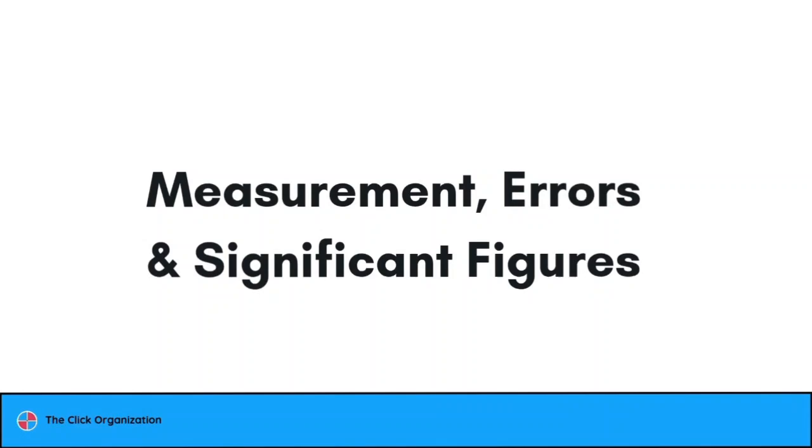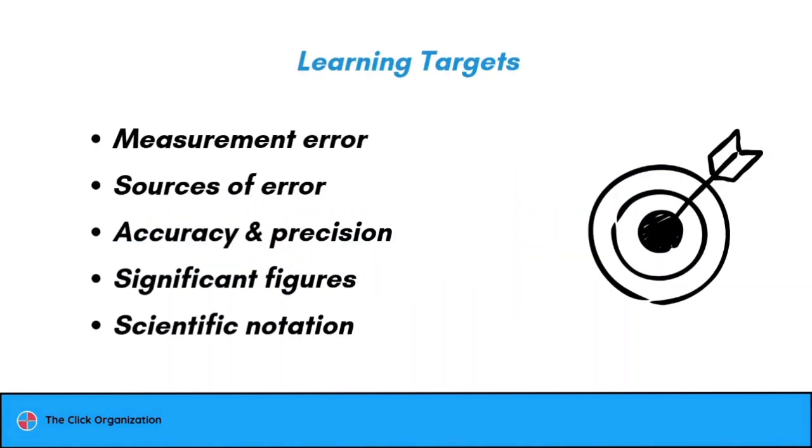Lesson 3, Measurement Errors and Significant Figures. In this lesson, we will learn about measurement error, sources of error, accuracy and precision, significant figures, and scientific notation. These ideas are essential because every experiment and calculation in physics begins with measurement.